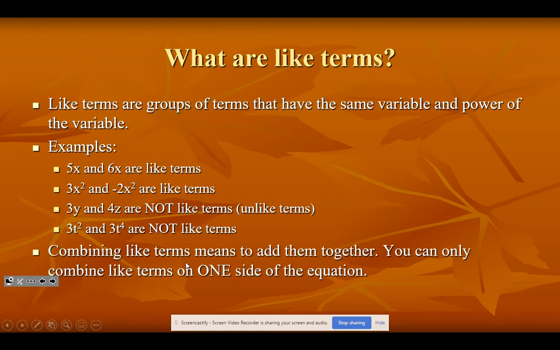Combining like terms means to add them together. One of the most important things in terms of equations is that you can only combine like terms on one side of the equation. Now, you can do it on both sides, but you have to limit it to where you're combining like terms on the left side and you're combining like terms on the right side. You cannot combine across the equals sign.